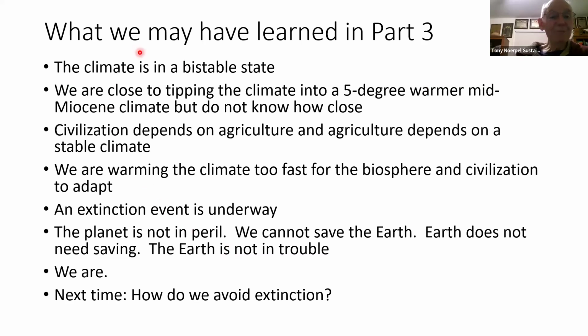Okay, so this is the end. What we may have learned in part 3: the climate is in a bistable state. We are close to tipping the climate into 5-degree warmer mid-Miocene climate, but we don't know how close we are. Civilization depends on agriculture. Agriculture depends on a stable climate. We are warming the climate too fast for the biosphere and civilization to adapt. An extinction event, the Holocene extinction, is underway.